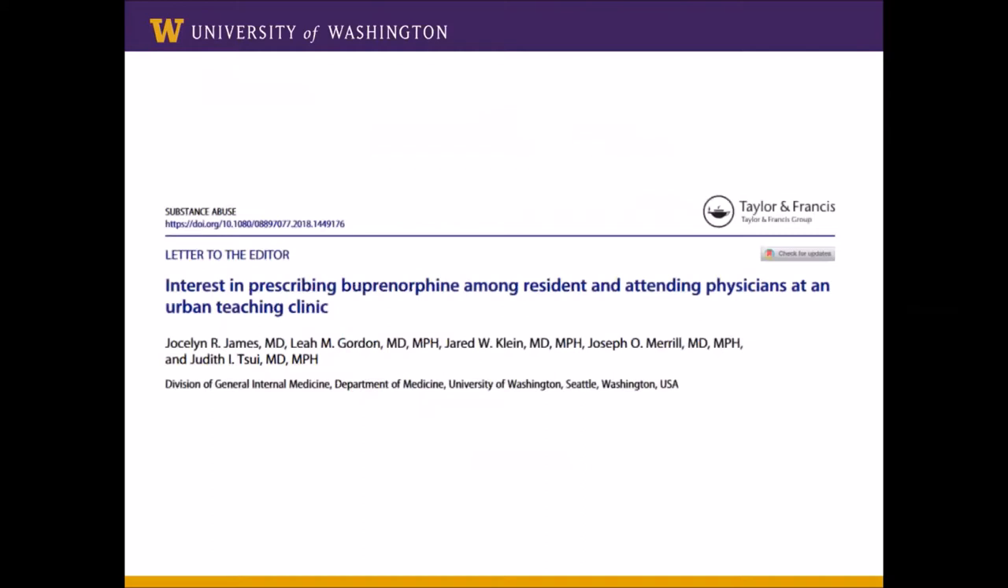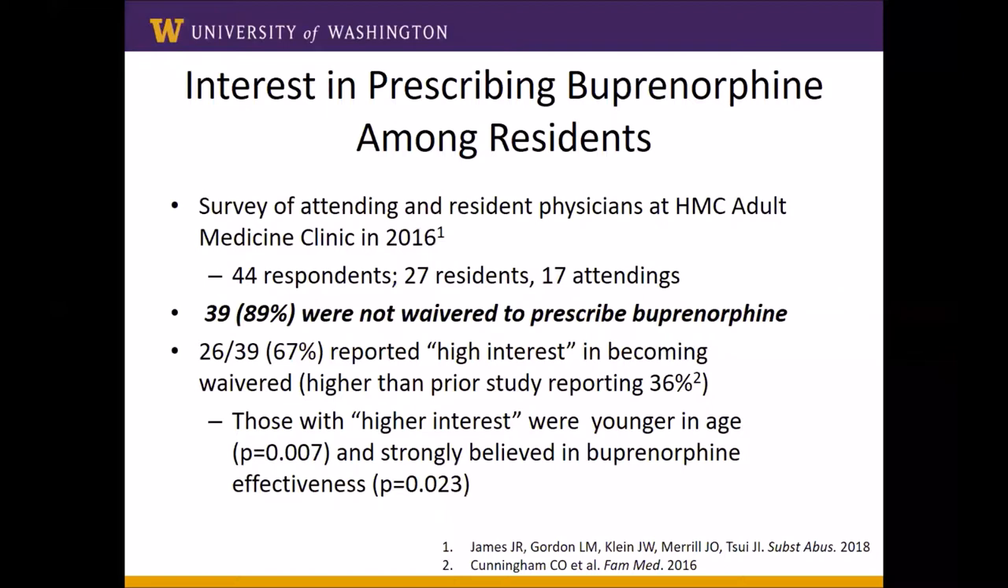In January of 2016, prior to fully implementing our office-based buprenorphine program, we conducted a survey to assess interest in prescribing buprenorphine among providers in our adult medicine clinic at Harborview. So we surveyed 27 residents and 17 attendings and found that at that time, the majority, 89%, did not have waivers to prescribe, but that many, 67%, had high interest in prescribing. So younger age and belief in buprenorphine effectiveness were significantly associated with high interest in prescribing, speaking to the need to target younger resident providers.